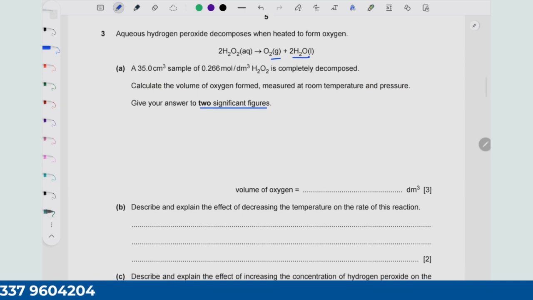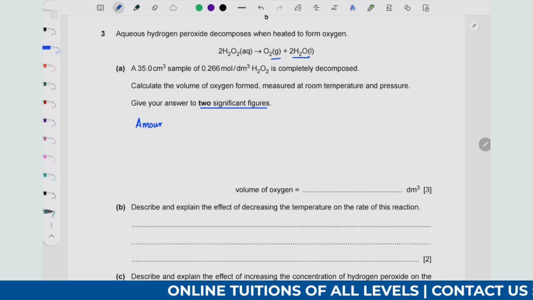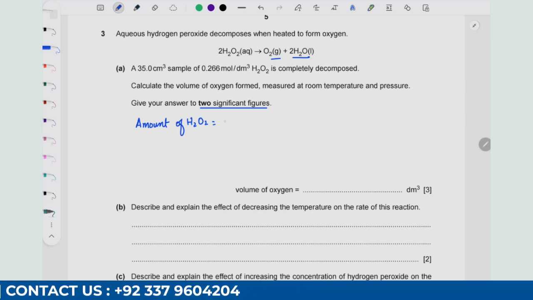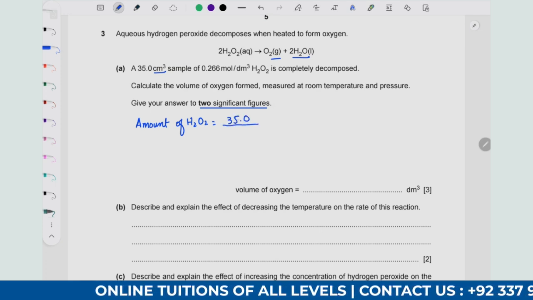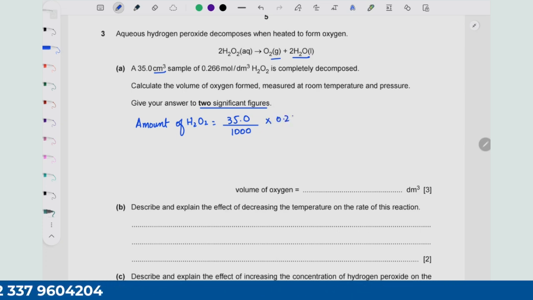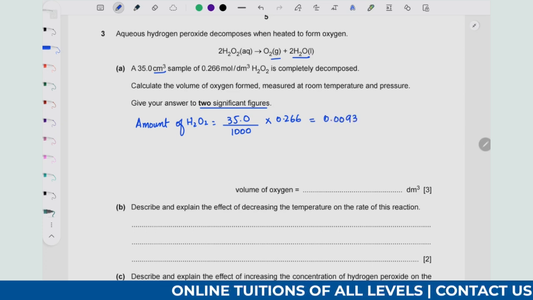So first of all, let's calculate the amount of hydrogen peroxide from the given volume and the concentration of hydrogen peroxide. So the moles of H2O2 will be equal to 35.0 divided by 1000, since it is given in cm³ and we convert it into dm³, multiplied by 0.266, the concentration, which will be equal to 0.00931 moles.